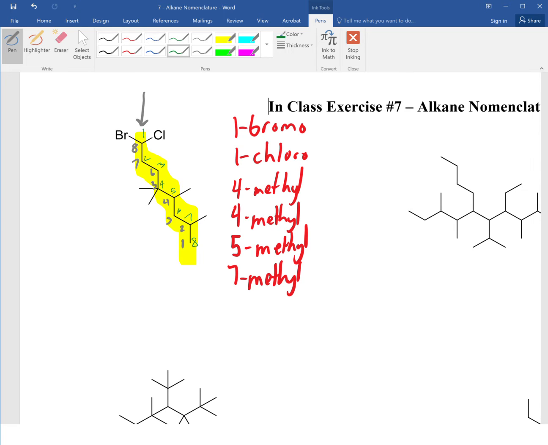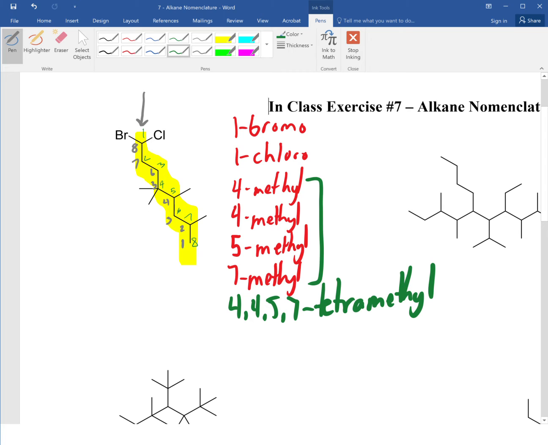So now any substituents that are repeated, such as the methyls, we can combine them. So we have a total of 4 methyl groups. So we'll call this 4, 4, 5, 7. And then we need the prefix for 4, which is tetra. So tetramethyl.